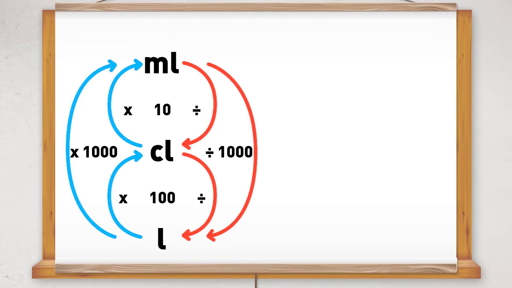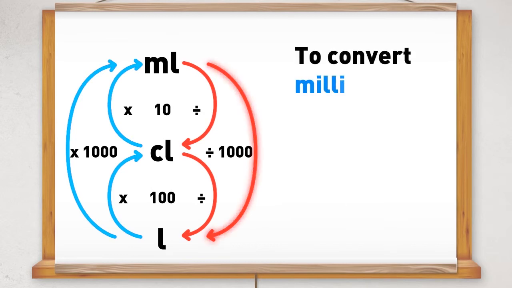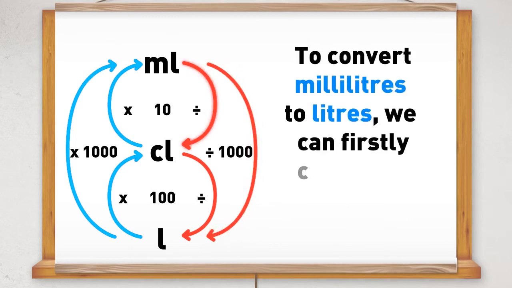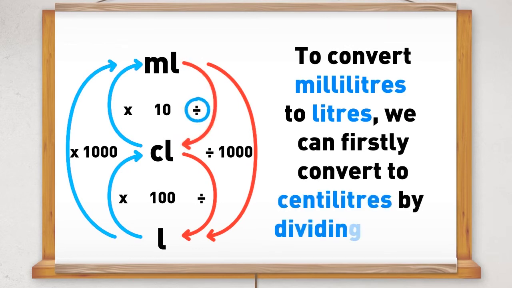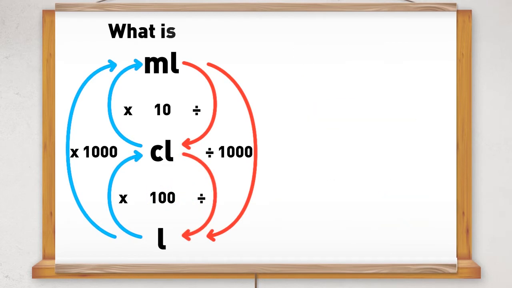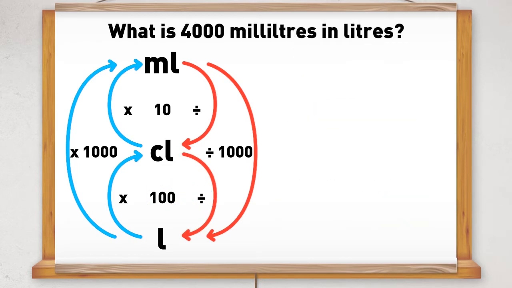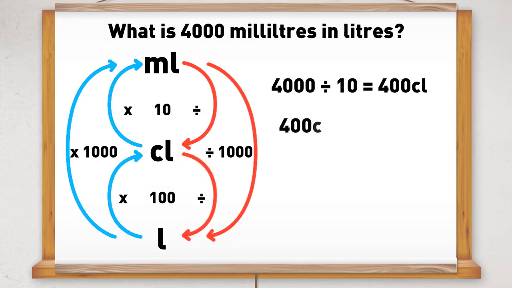You can do it in stages. So to convert millilitres to litres, first convert to centilitres. Divide by 10, then convert to litres, divide by 100. So 4,000 millilitres in litres would be, first convert to centilitres, 4,000 divided by 10 equals 400 centilitres, then divide the number of centilitres by 100.